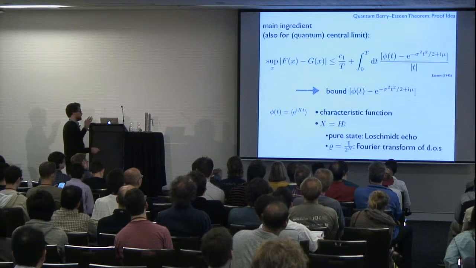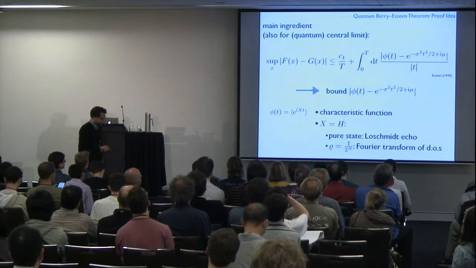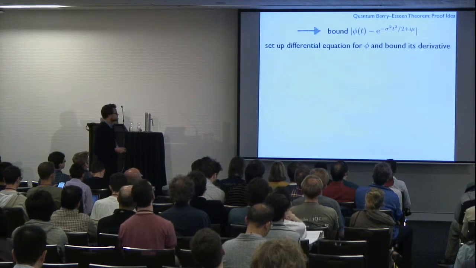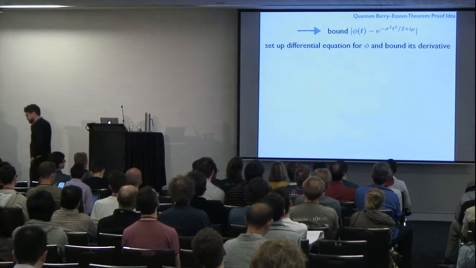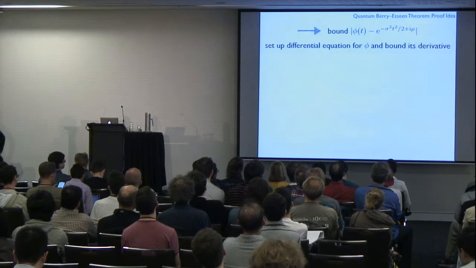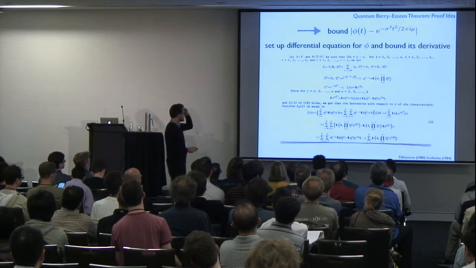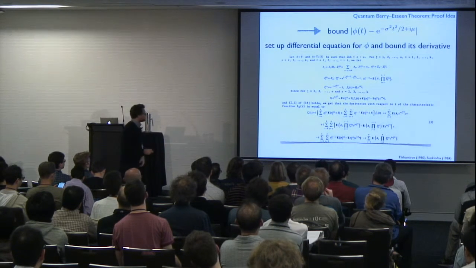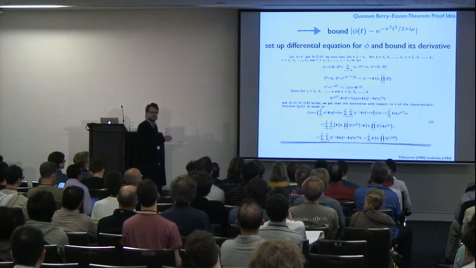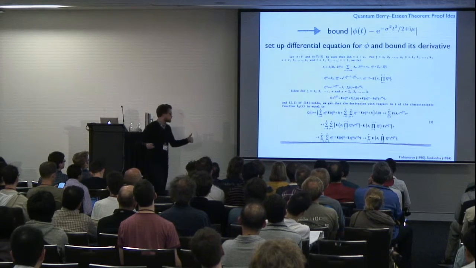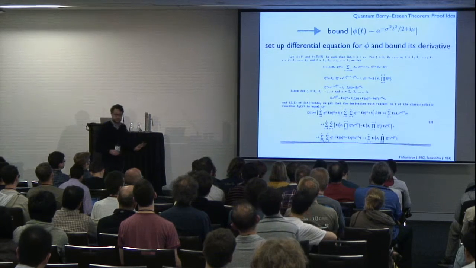Okay, so studying this function is interesting in itself. There are some applications as well. So we need to bound this, and how one usually does this is you set up a differential equation for this phi, for this characteristic function, and then bound its derivative. And the reason why I won't give you more details is because then it starts to become a mess. This guy looked pretty innocent, and then you take the derivative, and then you expand in terms, you insert zeros, such that you end up with something where the individual terms you can actually bound.